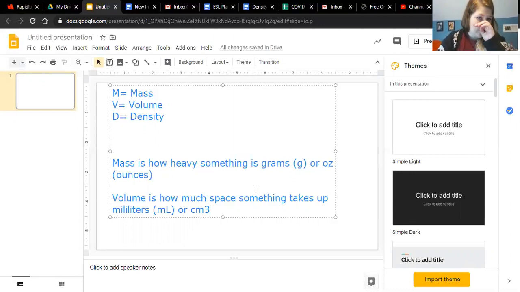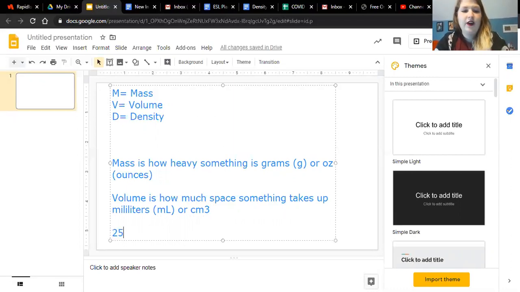So let's talk about what this would look like. So if I were to say 254 grams and 2.5 milliliters, what is my density?